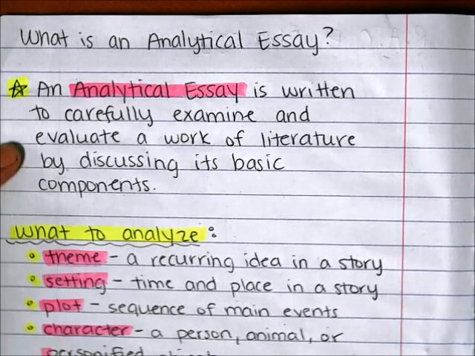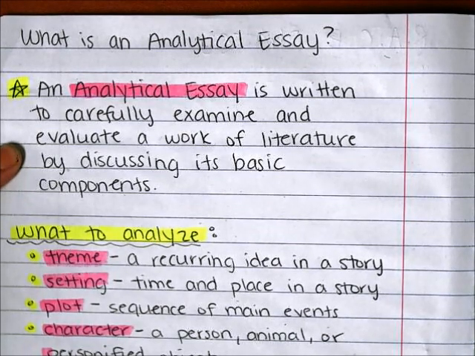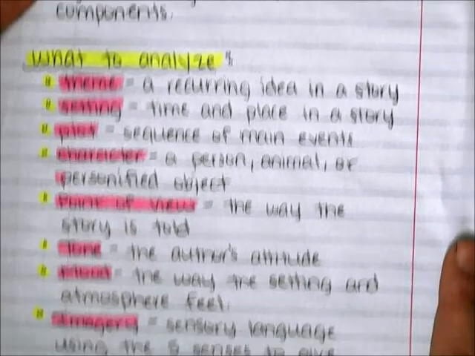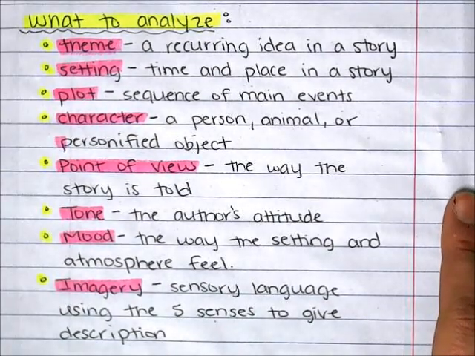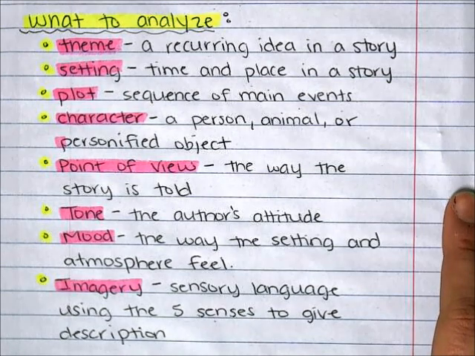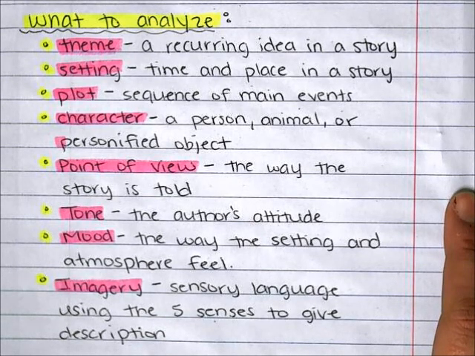So there's a couple of things that you can analyze, which right here is underneath where it says what to analyze. You can analyze the theme, which is a recurring idea in the story, setting, time and place in the story, plot, sequence of main events, character, a person, animal, or personified object, point of view, which is the way the story is told, tone, the author's attitude, mood, the way the setting and atmosphere feel, and imagery, which is using the 5 senses. Go ahead, pause the video to write that down.